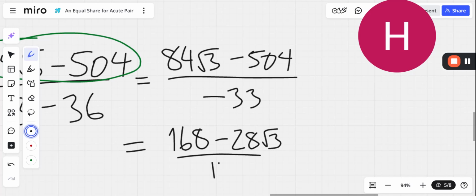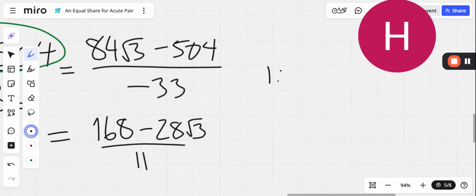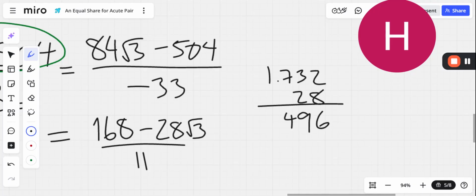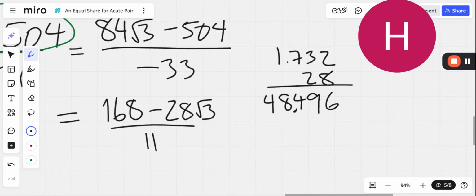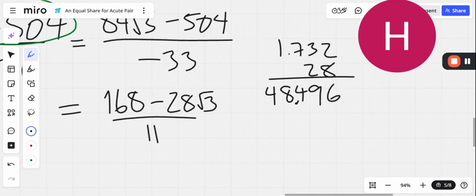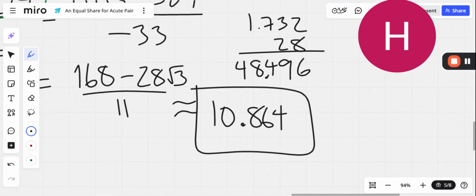I'm going to do my thing again and try to multiply this efficiently. Let's see how it goes. Okay, there we go. So here we have 168 minus 48.496. And then we're going to divide this by 11. And what do you know? We get approximately 10.864. So this is what the side length needs to be in order for these two shapes to have the exact same area.